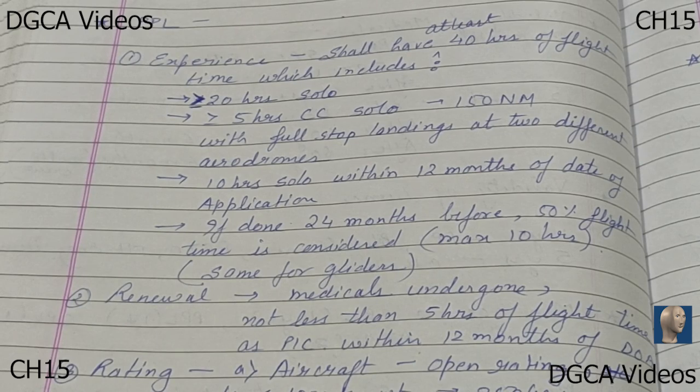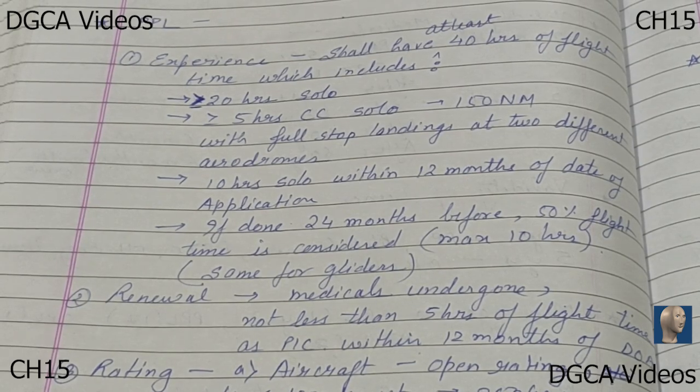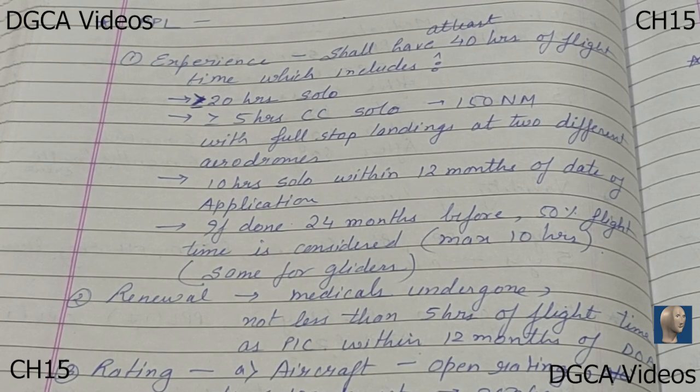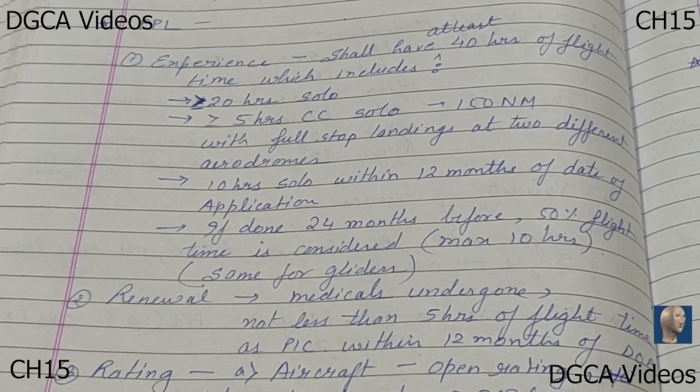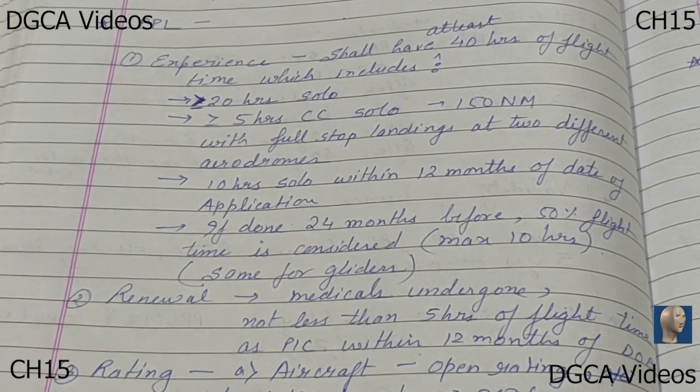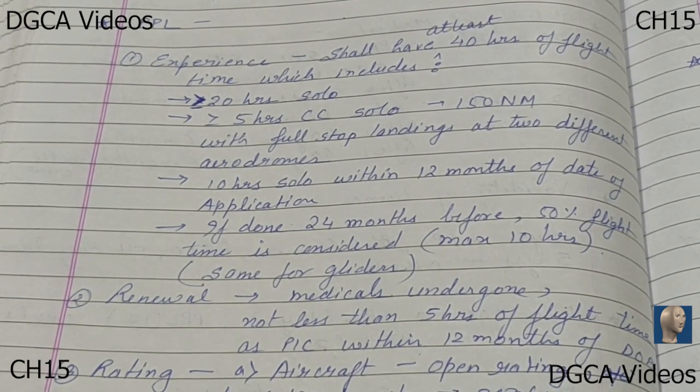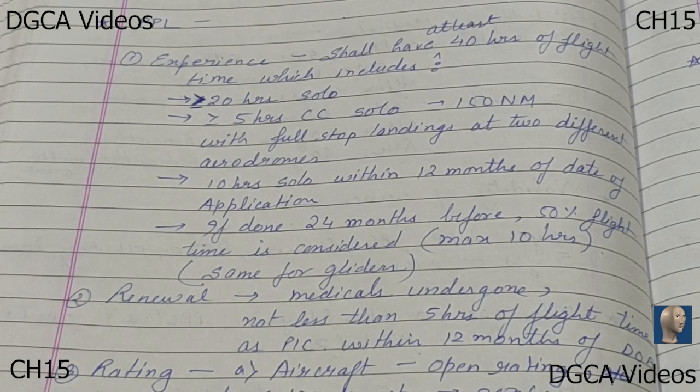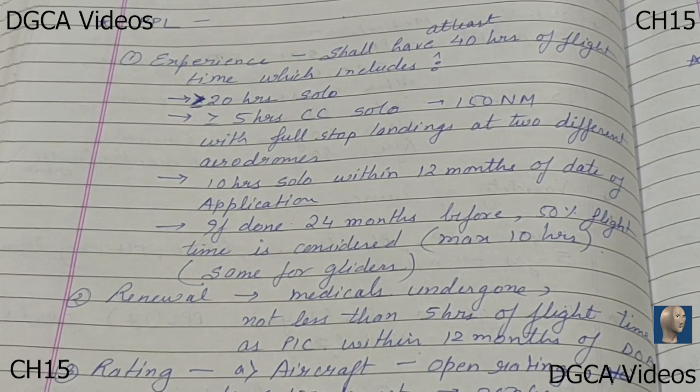Moving on to the private pilot license, short form PPL. In this, again, they have to pass the written examination, this time for all the subjects that I told you in the student pilot license. I'll say it again: air regulations, air navigation, meteorology, aircraft and engines. They have to clear the written exam.